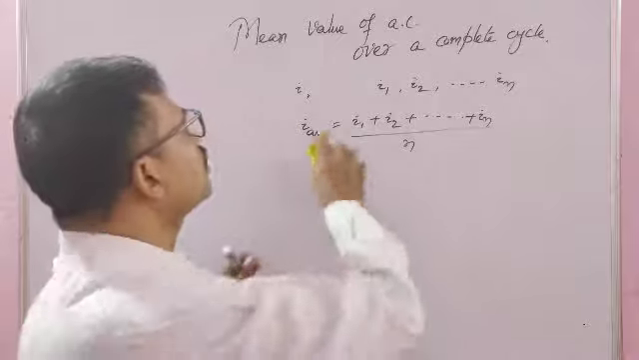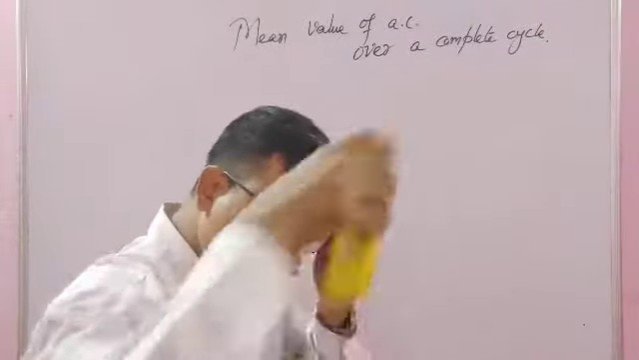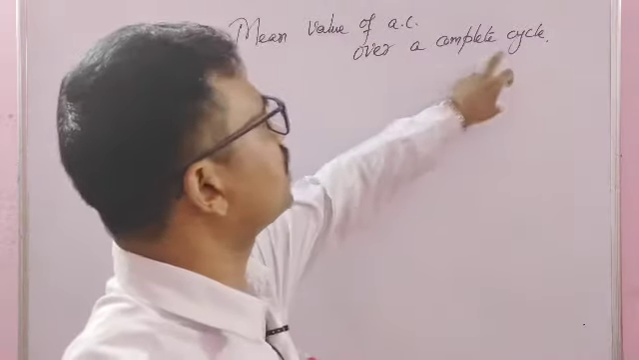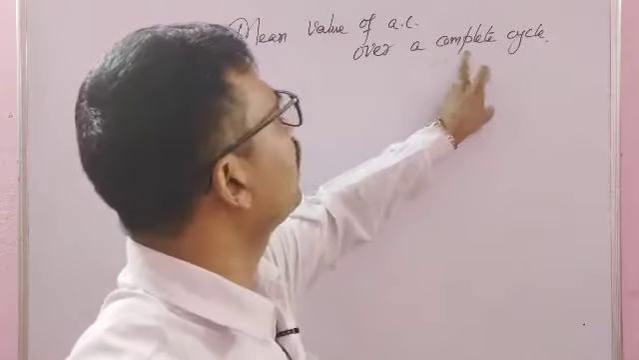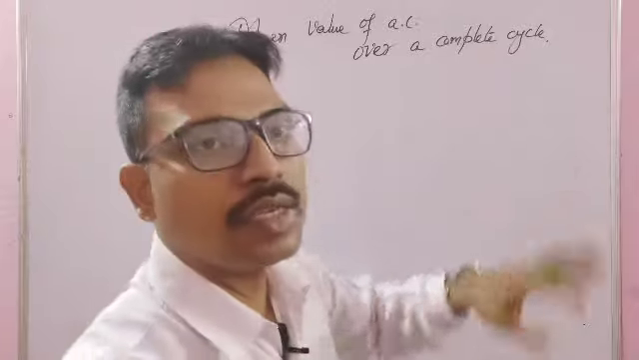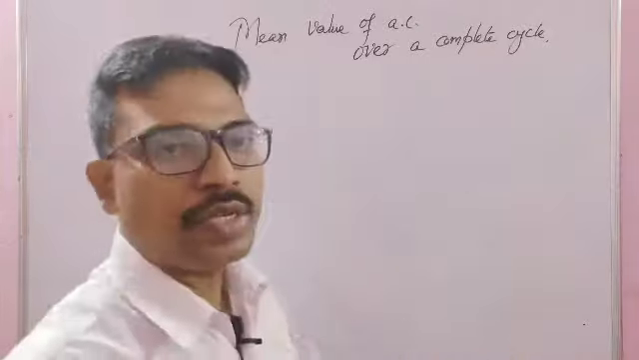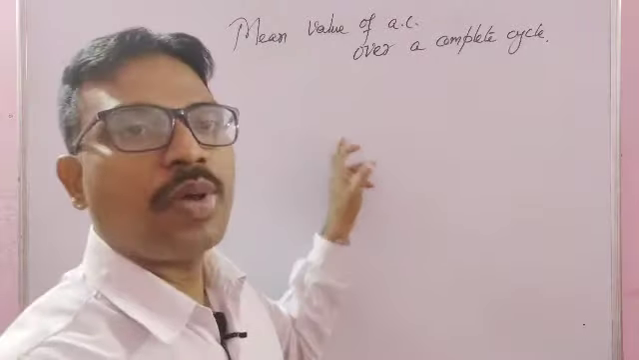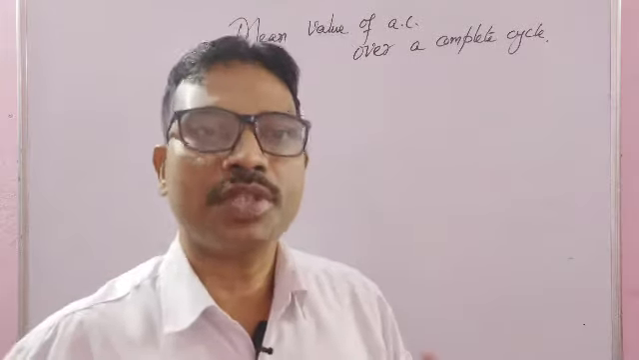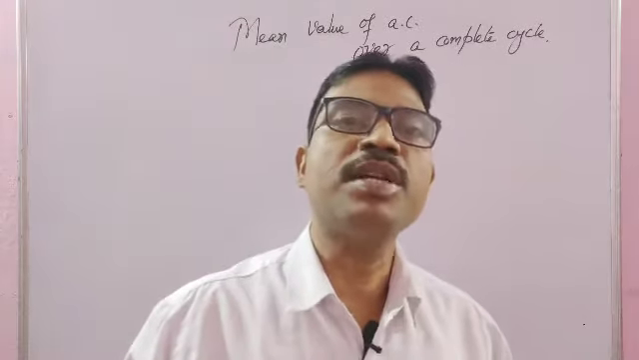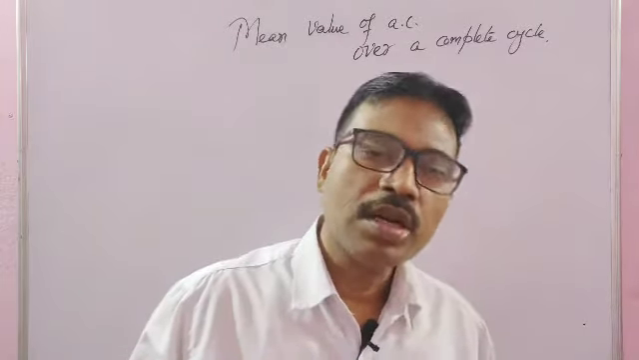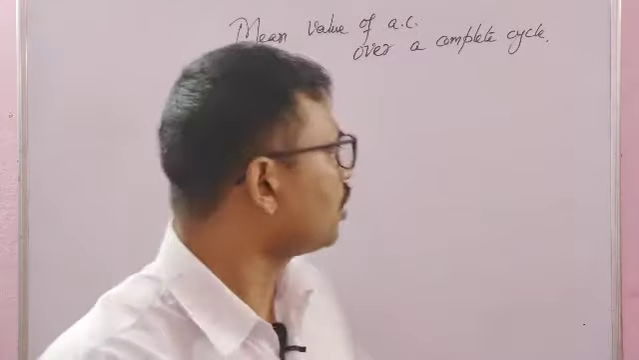Now the question is a 3 marks question, 1 plus 2. What do you mean by mean value of AC over a complete cycle? If you take a half cycle, you will use the half cycle; if you use a complete cycle, you will use the complete cycle. Mean value of AC is defined as the value of steady current which sends the same amount of charge in a given circuit in a given time as is sent by the AC through the same circuit in the same time. Understood?